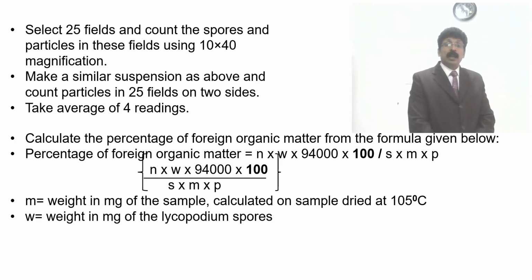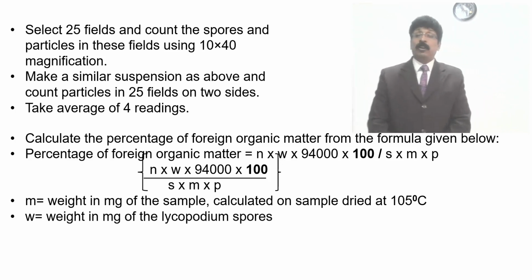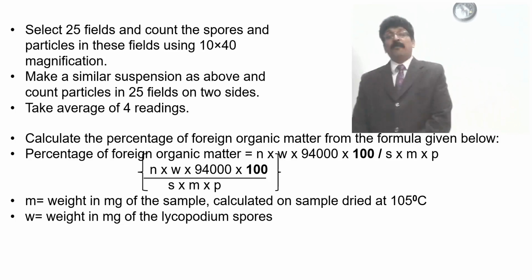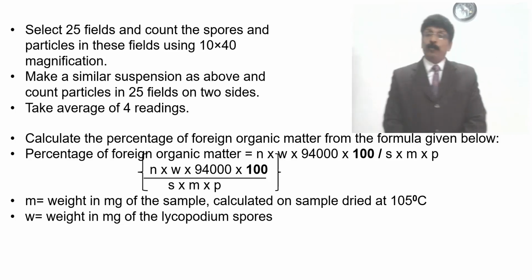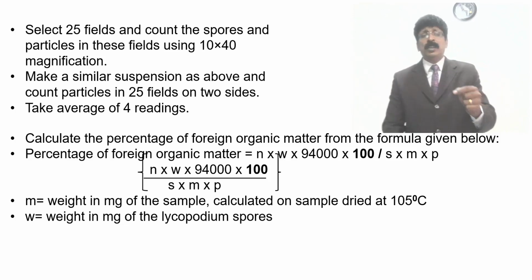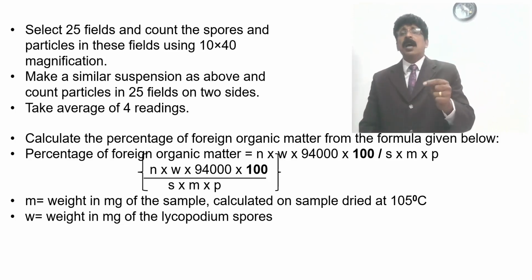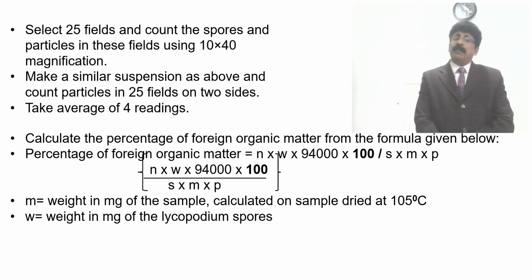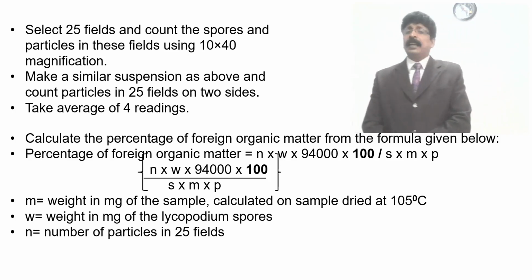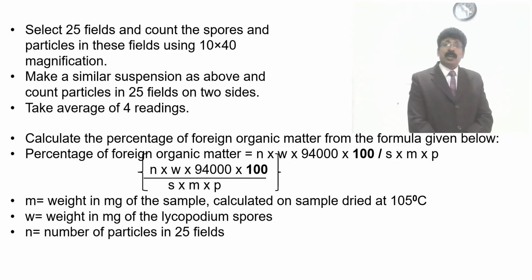W is the weight in milligrams of Lycopodium spore. It is said to be 50 milligram, but maybe 49, maybe 48, maybe 52 milligram. Accurately weigh. So try to understand what the word accurately weighing means. How much weight we have taken for the experiment plays the major role in your calculation. Simply writing 150 theoretical should not come into the results when you are applying.